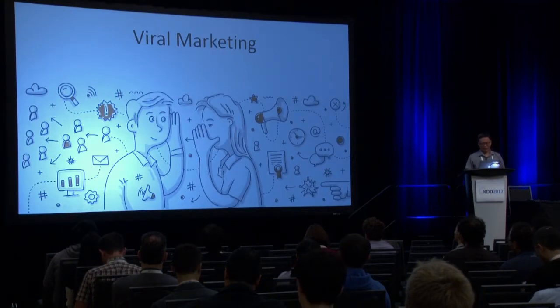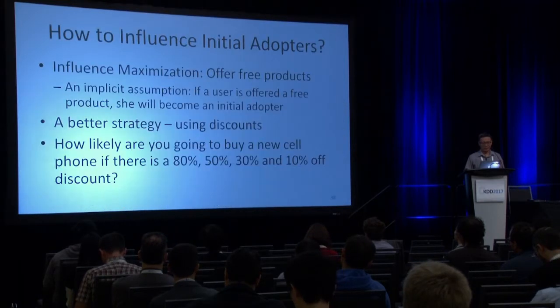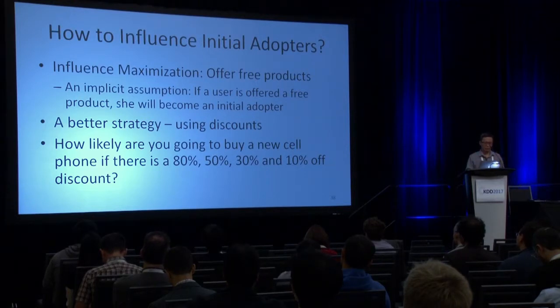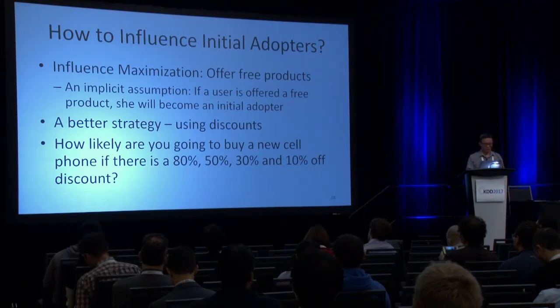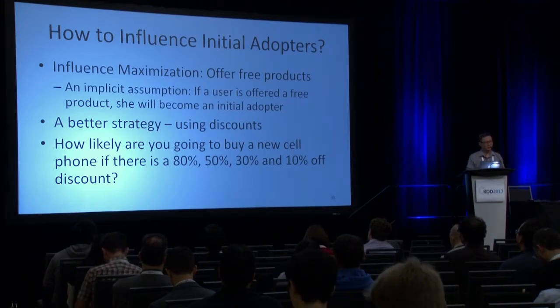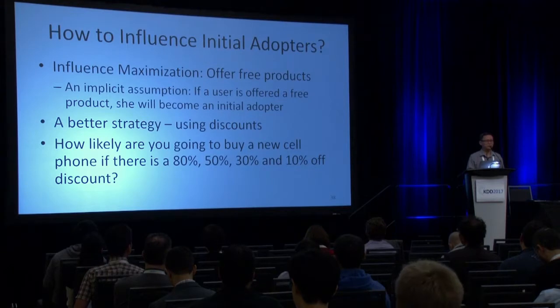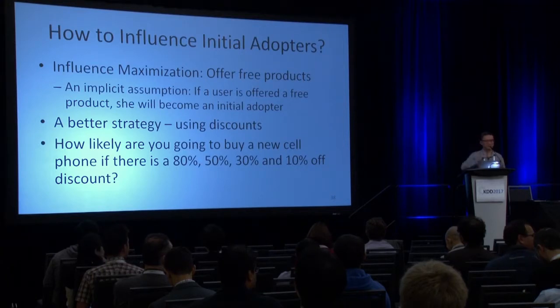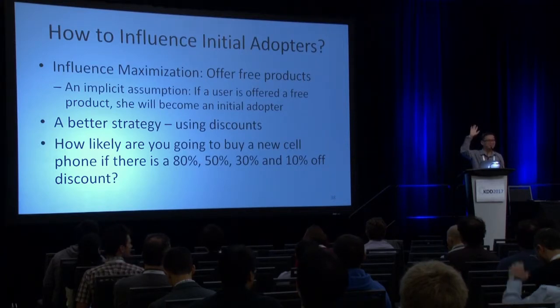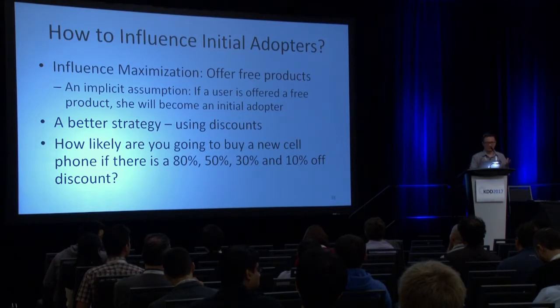For viral marketing, the general setting is that we provide users free products. This is an implicit assumption: if a user is offered a free product, the user will adopt the product and propagate the word. The question is whether this assumption holds or not. Let me ask you a question. How many people here switched from iPhone to Android phone? Very few, right? How many people here use iPhone? Okay. You know what I want to say, right?